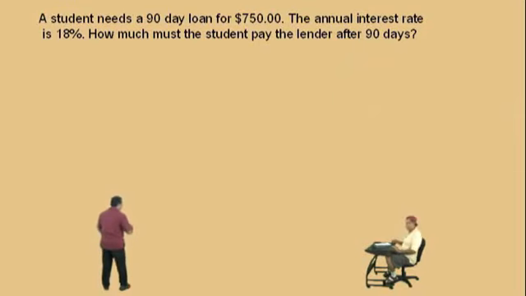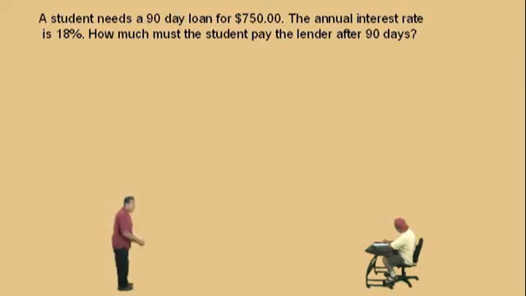A student needs a 90-day loan for $750, okay? The annual interest rate is 18%. Whew, be careful with that. How much does a student pay the lender after 90 days? So the student's going to pay off the loan in 90 days, but let's figure out how much he has to pay, right? He's got to pay some interest plus the amount he borrowed.